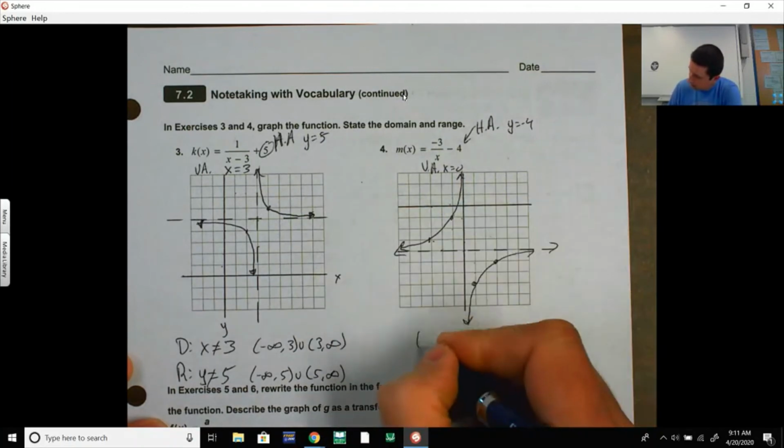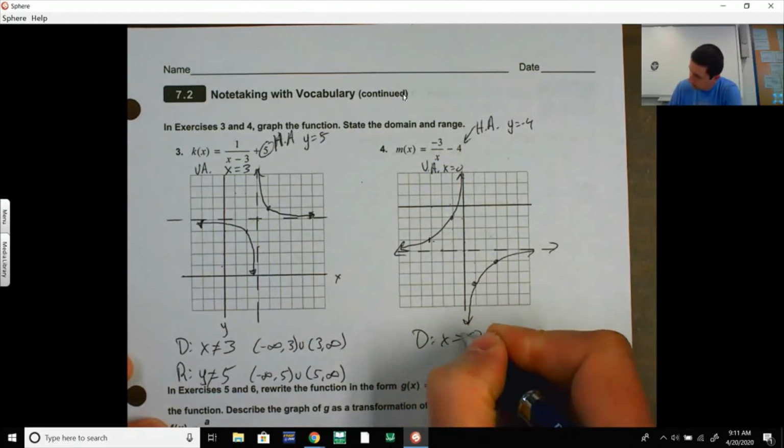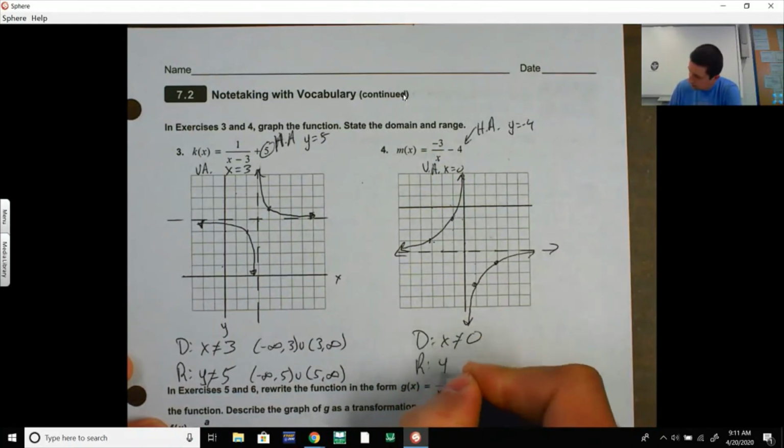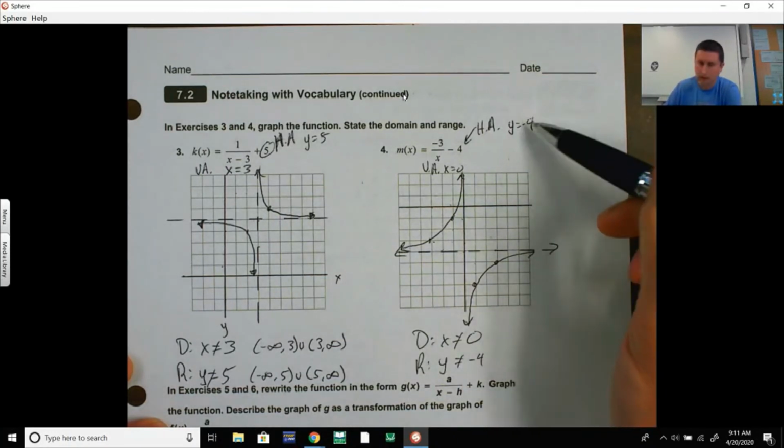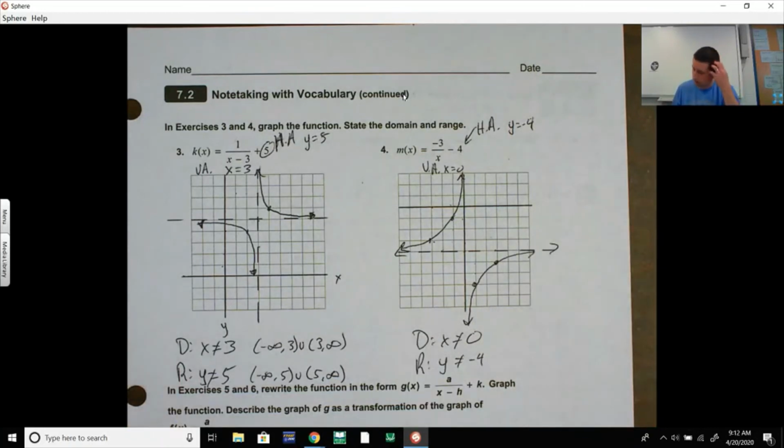So this one, your domain, x cannot equal 0, and your range, y cannot equal negative 4. Okay? So again, that's your range, everything except that. Wherever your asymptotes are, they're not part of your range. Kick them out.